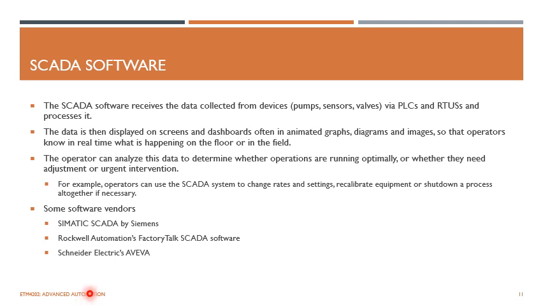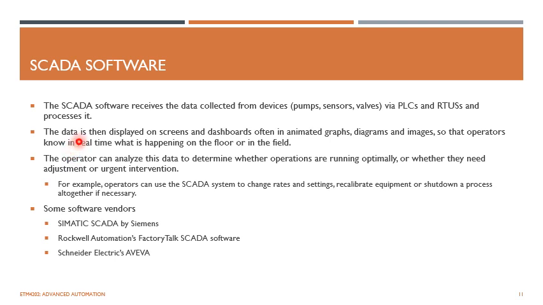So SCADA also uses software. The SCADA software you have to buy from the vendors. SCADA software basically receives the data collected from the devices through the PLCs or RTUs and processes it. The data is then displayed on the screens and dashboards, often in animated graphs, diagrams, and images, so that the operators know in real time what is happening on the floor or in the field. The operator can analyze this data, determine whether the operations are running optimally and whether there need to be adjustments or urgent intervention.